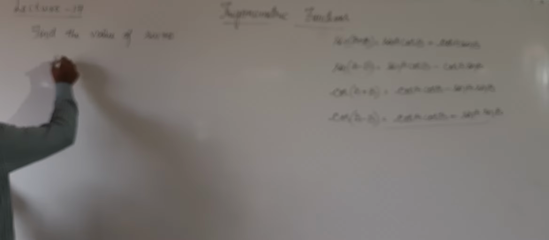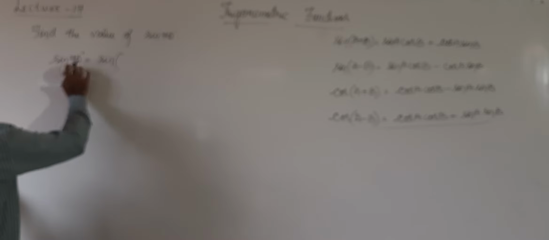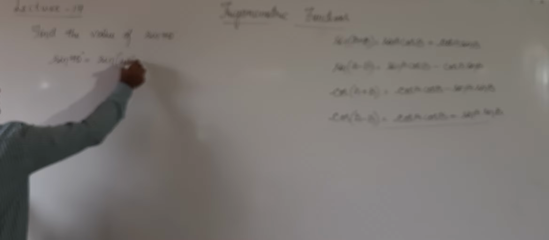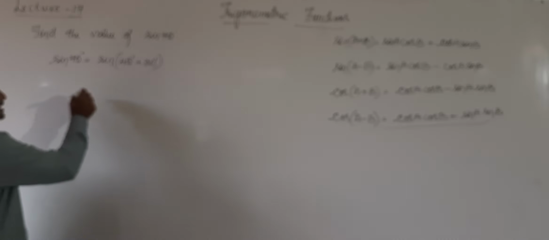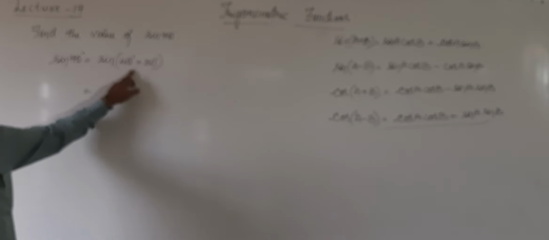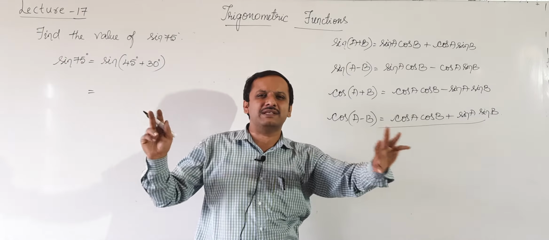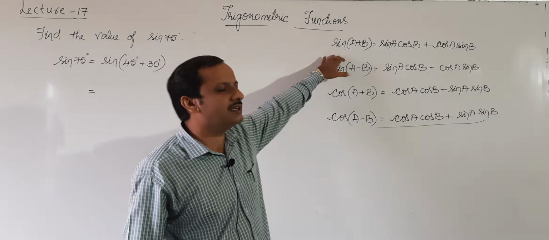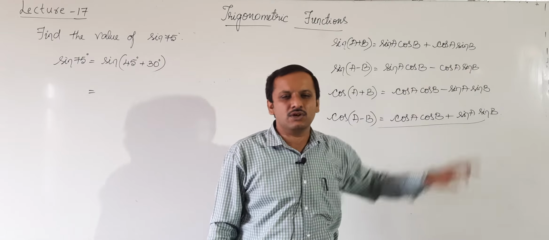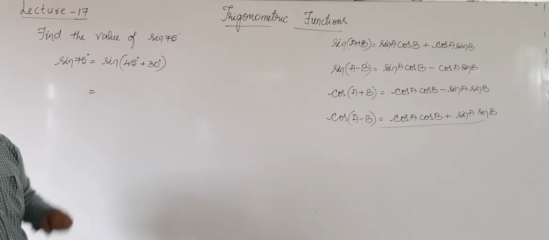Sin 75 degree, I want to find out its value. What I do is, I will write 75 degree as 45 degree plus 30 degree. This looks like sin A plus B. Now I can use this formula. Don't write this as sin 45 degree plus sin 30 degree. That is not correct, because sin A plus B is not equal to sin A plus sin B. Sin A plus B is equal to sin A cos B plus cos A sin B. Here in that formula I will put A as 45 degree and B as 30 degree.